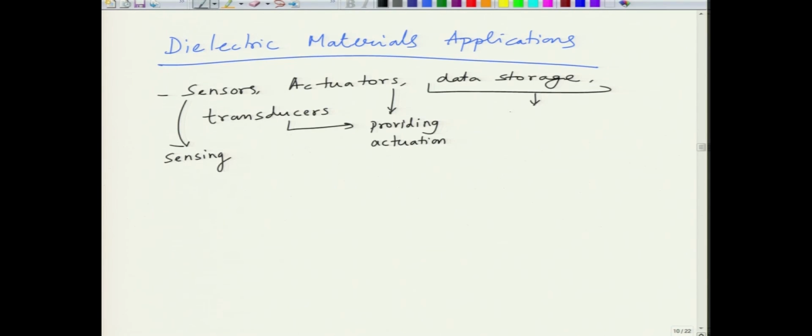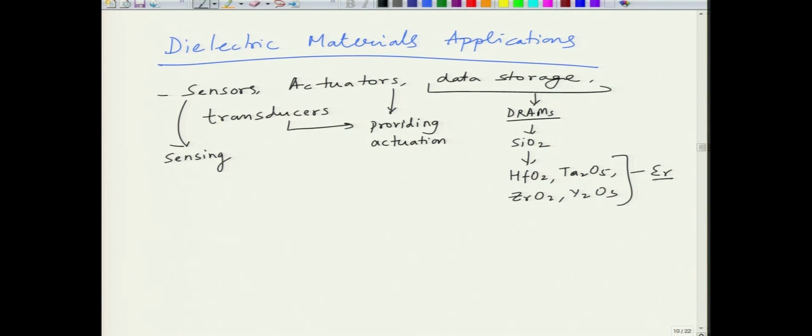So, we will see these are very important. Certain types of dielectrics, not all dielectrics can be used for these purposes, but only certain types of dielectrics are used for actuators and transducers kind of applications. They are also useful for data storage, because many of the DRAM materials are conventionally made on silicon oxide, but there are a lot of materials which replace silicon oxide, such as hafnium oxide, tantalum oxide, zirconium oxide, yttrium oxides, and here the property that is important in these materials is dielectric constant. So, dielectric constant of the material is exploited to make these thin films and these dynamic random access memories for storing the data.